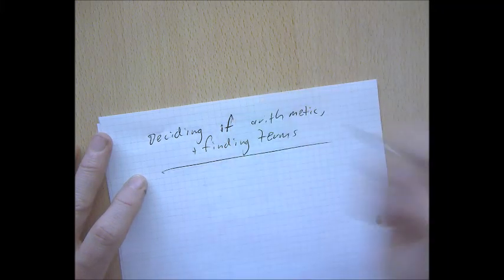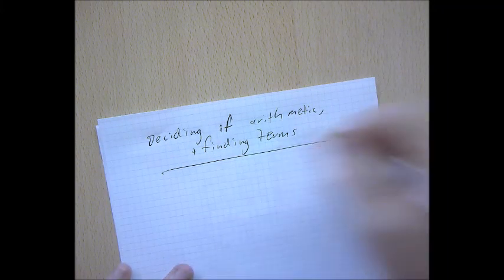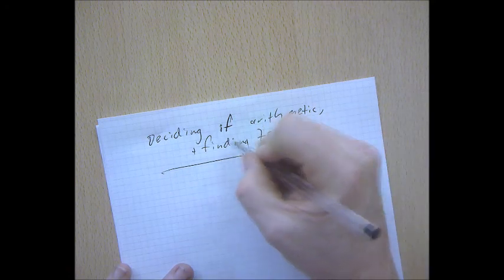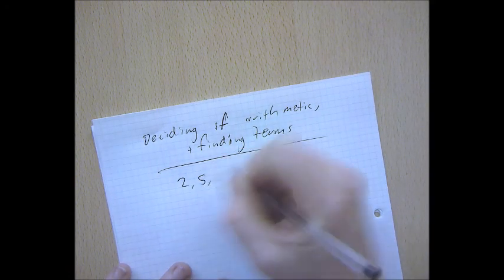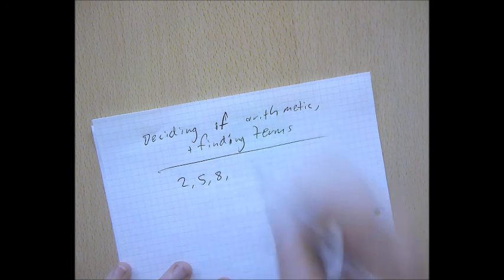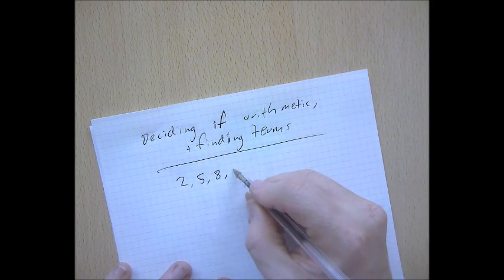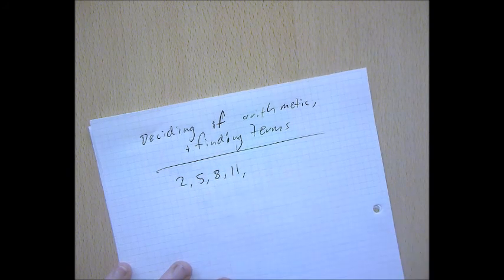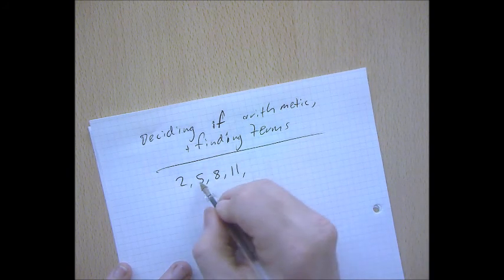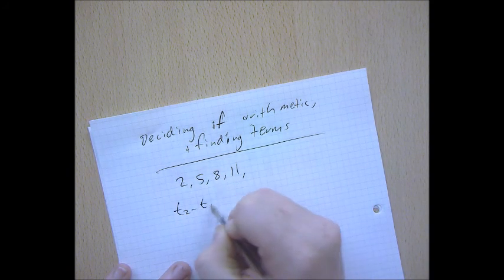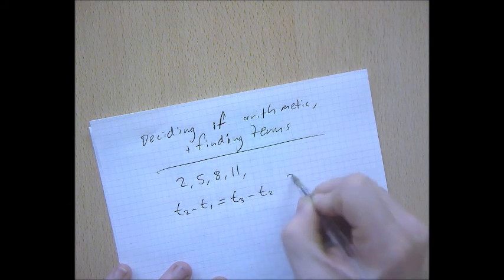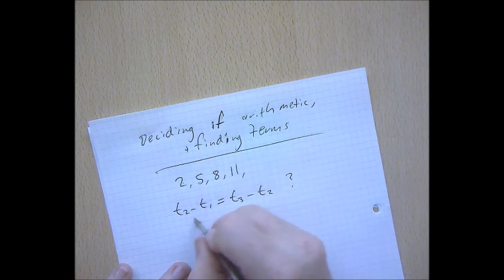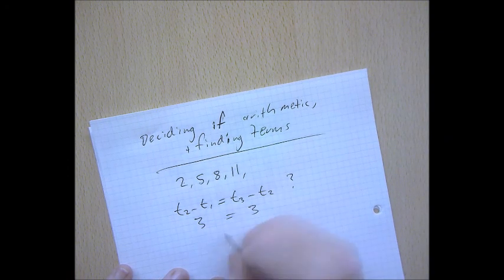To formally decide if a sequence is arithmetic, and to find the terms and expressions for the terms, what you do to decide if a sequence is arithmetic is you see whether the second minus the first is equal to the third minus the second. Now, in this case it is. It's 3 in each case. So the answer is yes.